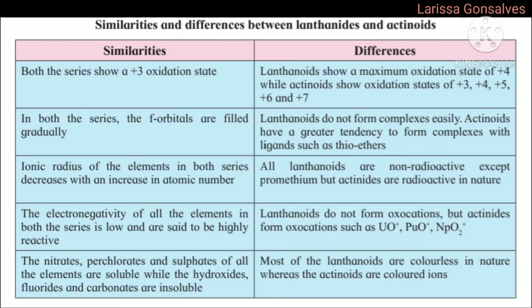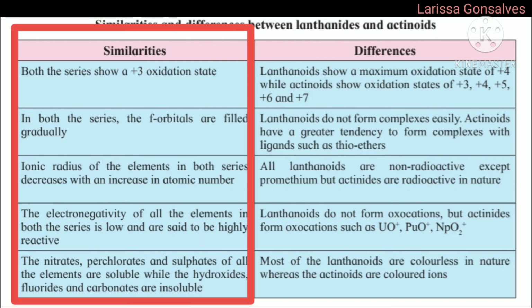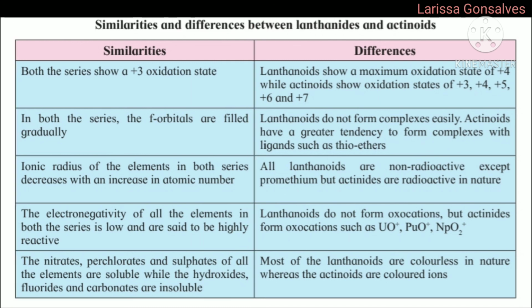Here is a table which gives the difference between lanthanoids and actinoids. First we shall see the similarities between lanthanoids and actinoids. Both the series show a +3 oxidation state. In both the series the f orbitals are filled gradually. The ionic radius of the elements in both the series decreases with an increase in atomic number, because the electrons get added in the shells. The electronegativity of all the elements in both the series is low and they are highly reactive. The nitrates, perchlorates and sulfates of all the elements are soluble, while the hydroxides, fluorides and carbonates are insoluble.